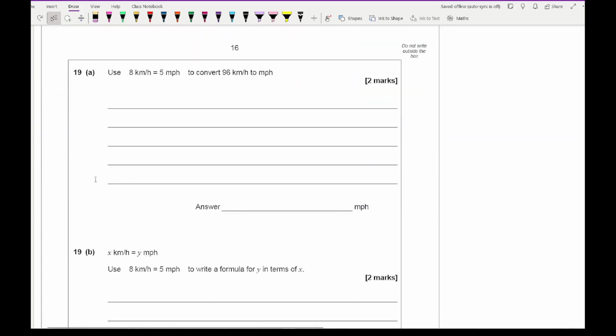Looking at question 19, A, it says use 8 kilometers equals 5 miles, convert 96 kilometers per hour to miles per hour. So for this, what we need to do is do 96 divided by 8 first to see how many 8s go into that. And that gives me an answer of 12. With that, we have 96.